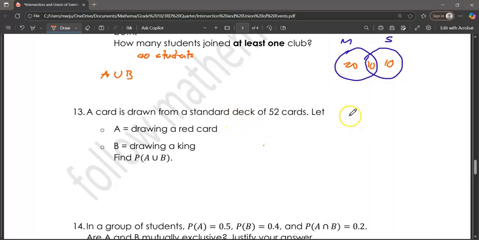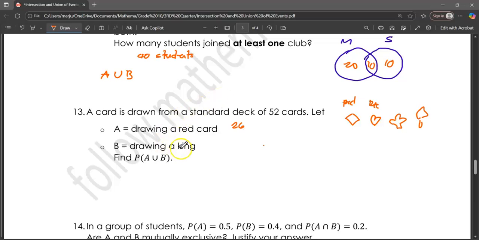Ano ba yung mga suit natin? Meron tayong diamond. Meron tayong heart. Meron tayong clubs. And then meron tayong spade. Parang ganon. So, ito red. Ito rin red. Ito black na yung dalawa. So, meron tayong 26 na red. Right? There are 26 reds.